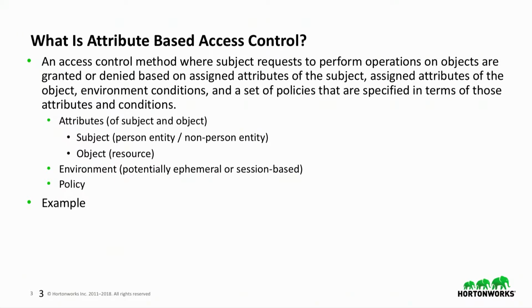This third portion here is environment. And these can change from session to session. They may be ephemeral. Think of examples like a geolocation or a device or something to that effect. And all of this comes together when you create a policy, which establishes rules and relationships that determine how you control access behavior based on the attributes for subjects, objects, and environment.